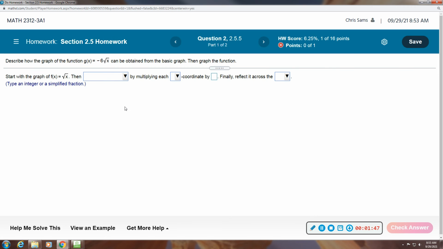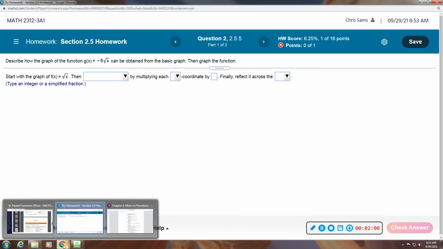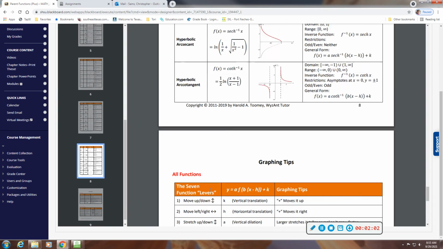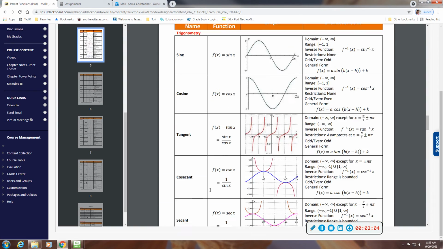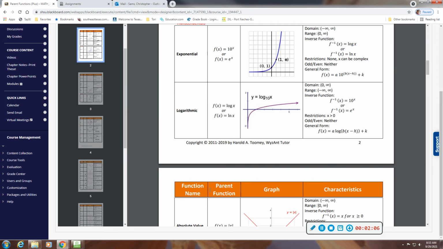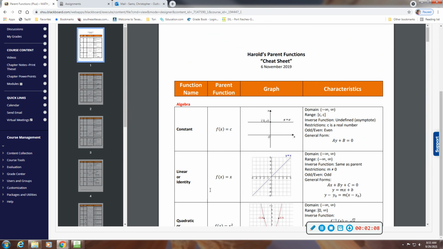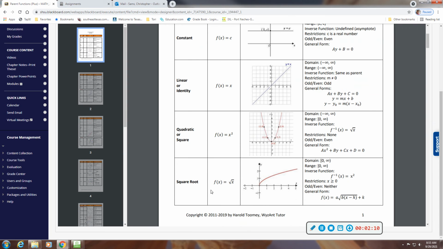All right, number 2, we also want to describe the graph of this function. So we're going to see what's going on here. Immediately I notice the square root of x function. Let me go back and forth. I'm going to use the Blackboard one, so I can just have it staying on the graphs, and then I'm going to use the other one. So square root, that's the basic function.